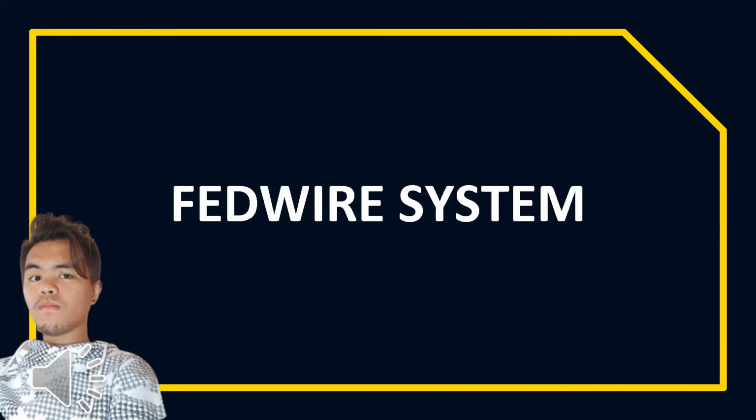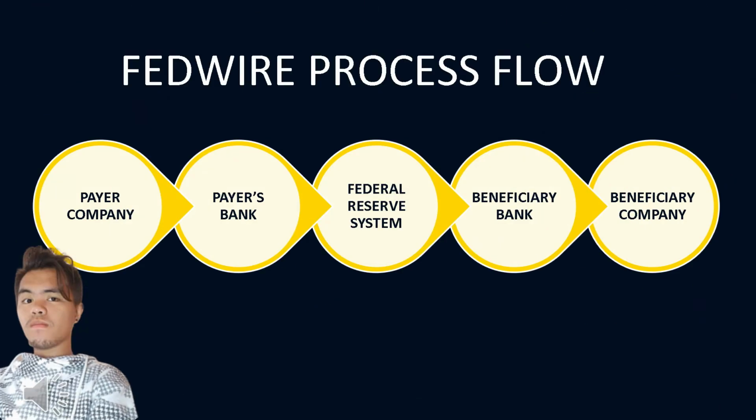The Fedwire Funds Service is a credit transfer service in which participants originate funds transfers by instructing a Federal Reserve Bank to debit funds from its own account and credit funds to the account of another participant. First is the payer company. The payer company instructs its bank to send funds to the beneficiary company. The payer's bank is responsible for sending the funds to the beneficiary bank through the Federal Reserve System.